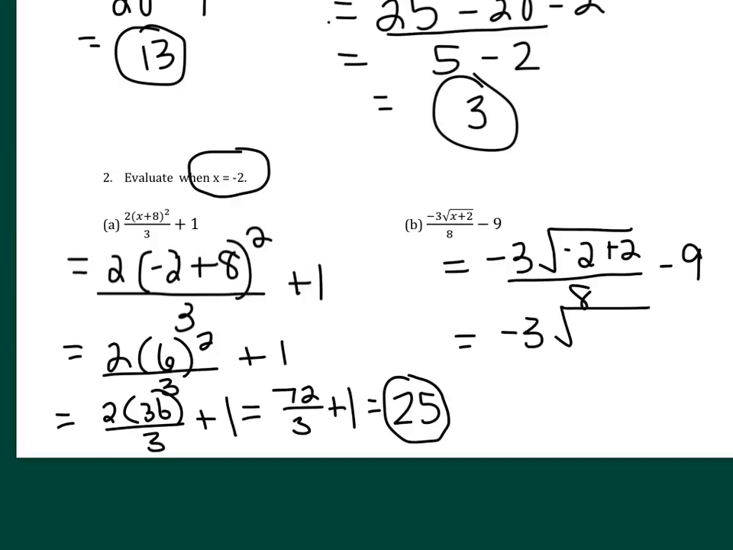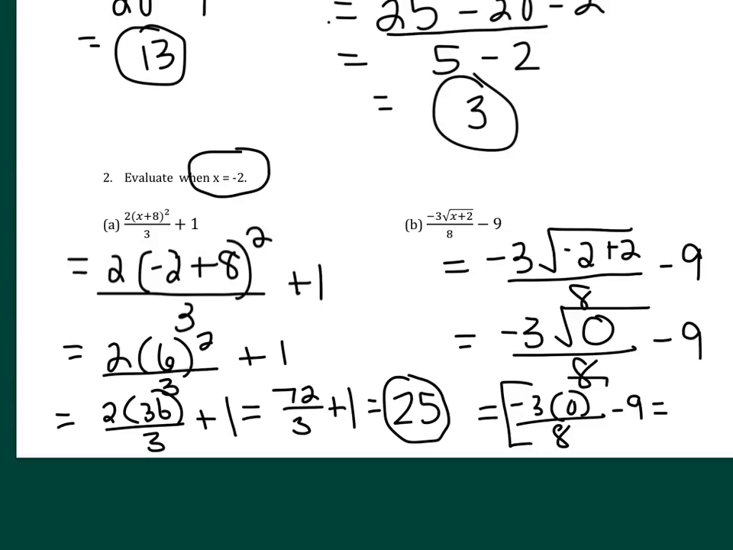Negative 2 plus 2 is 0. So now you have negative 3 times the square root of 0, all divided by 8, minus 9. Now it gets simple, because the square root of 0 is 0, so you end up with negative 3 times 0, divided by 8, minus 9. Well, negative 3 times 0 is 0, and 0 divided by any number is 0. So this whole entire fraction has a value of 0. Take 9 away from that, you end up with negative 9 as your final answer.